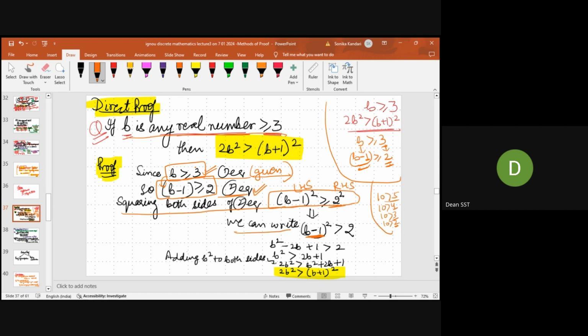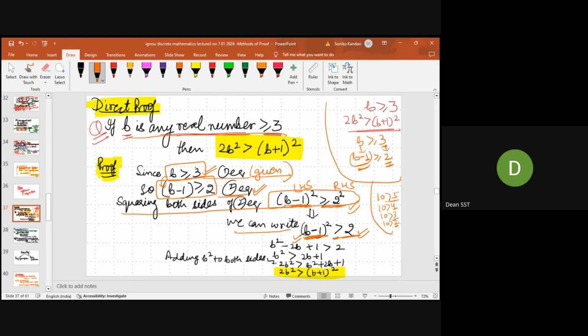So if we know that (B minus 1) square is greater than or equal to 2 square, we can also write (B minus 1) square is greater than 2, obviously. When (B minus 1) square is greater than or equal to 4, we can also write that (B minus 1) square is greater than 2. Fine. Because we are having the symbol greater than 2.